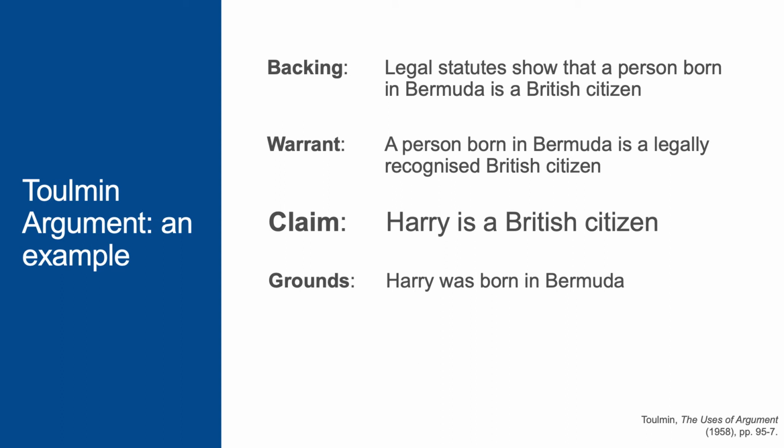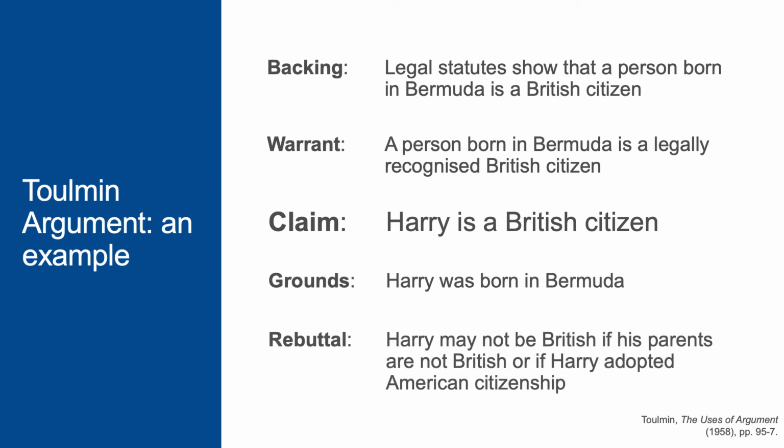However, because we don't deal in universal truths, we then have a rebuttal. If Harry's parents were not British, or if Harry decided to become an American instead, then he would no longer be a British citizen. So Harry may not be British if his parents are not British themselves, or if Harry adopted American citizenship. So then we have to have a qualifier.